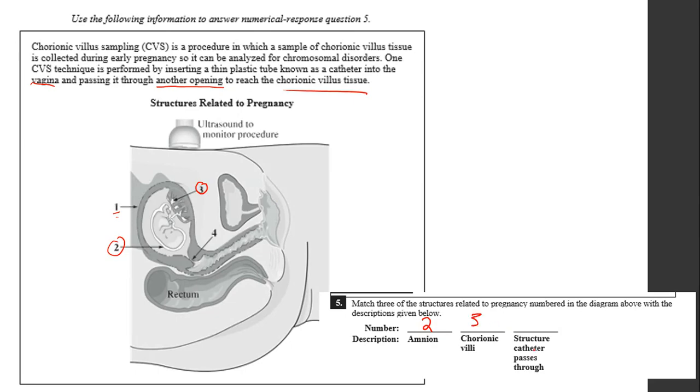And then the structure the catheter passes through. Well, it says the catheter passes through the vagina, but there's not a number for the vagina. And then another structure, another opening, and that would be number 4. What is number 4? It's the cervix. And we know that the cervix allows for sperm to pass through and for the baby to eventually pass through. So that's another opening. So number 4 would be the cervix. All right, so again, you have to know your anatomy as well.